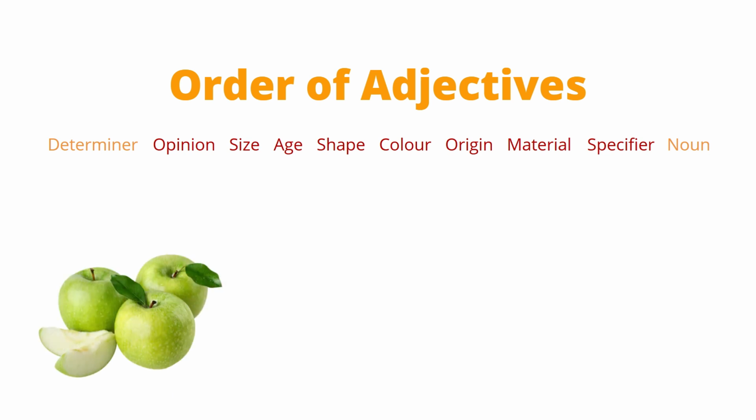What's this? These are apples. Here we have some apples. We could be more specific and say 3 apples. Use 3 as a determiner. 3 green apples. Now, if you think they're delicious, that should be the first piece of information you put before the colour green. 3 delicious green apples.